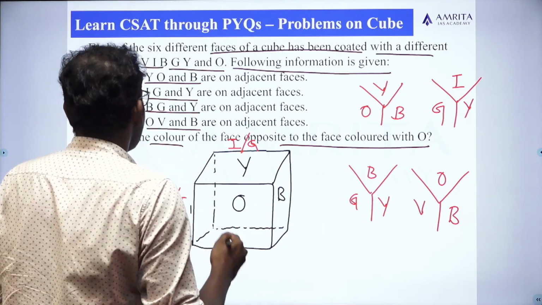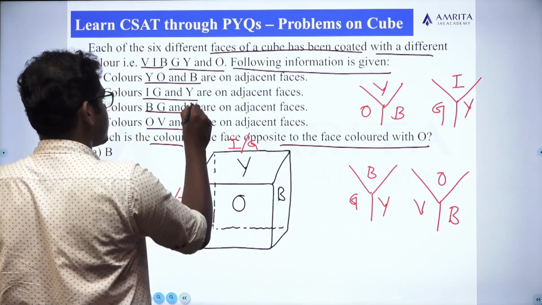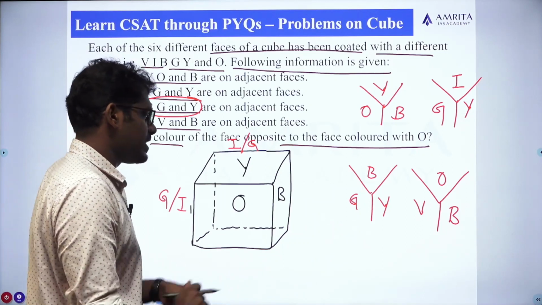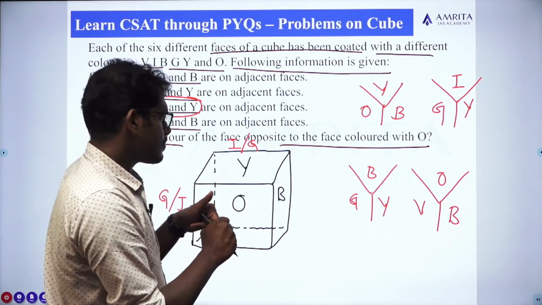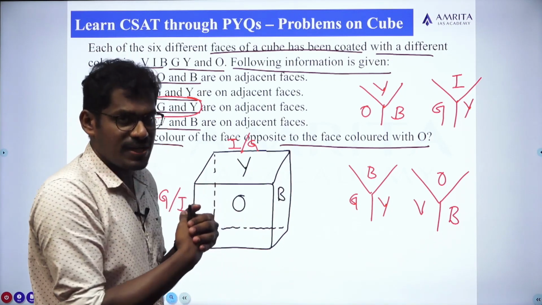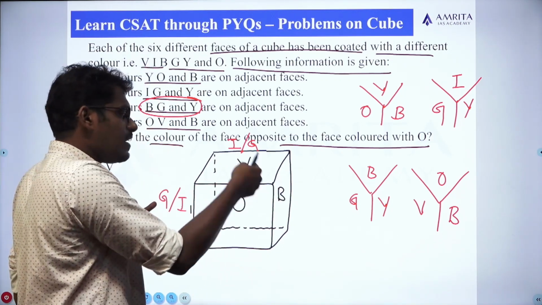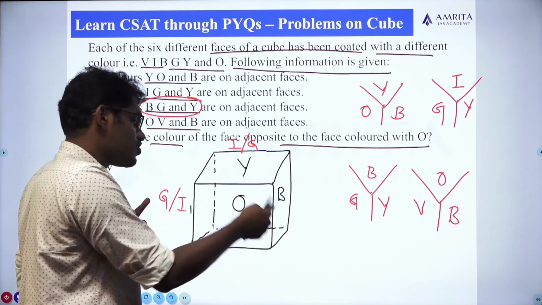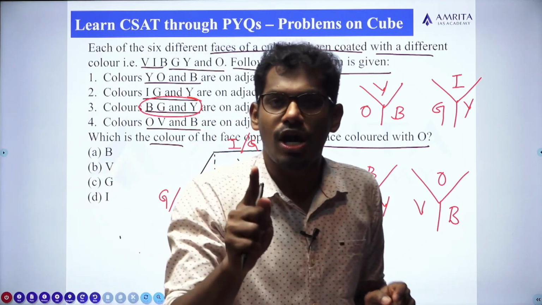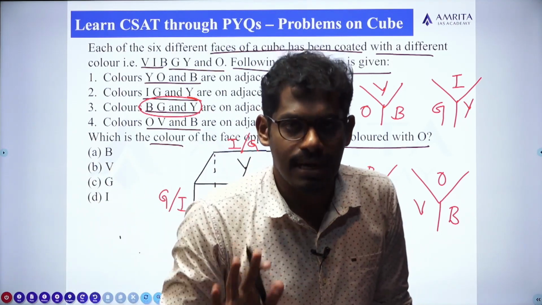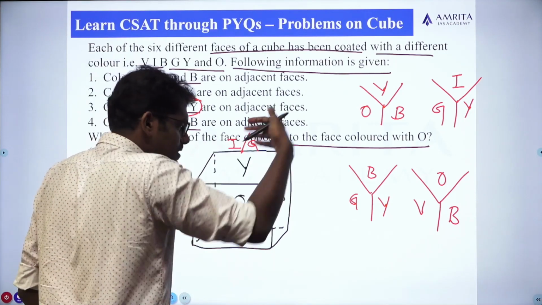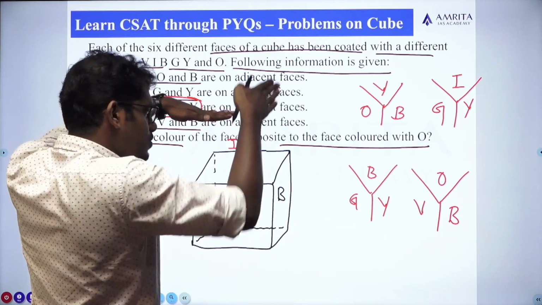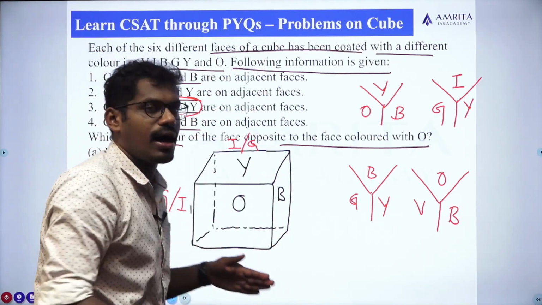Third statement. Colors B, G and Y are on adjacent faces. See, B and Y are here. Now the question is, where is G? If G is here, B, Y, G cannot be adjacent faces because G is opposite to B. So G cannot be an adjacent face to B. Clear? So then definitely G must come at the back face, so that G, Y and B are adjacent faces.